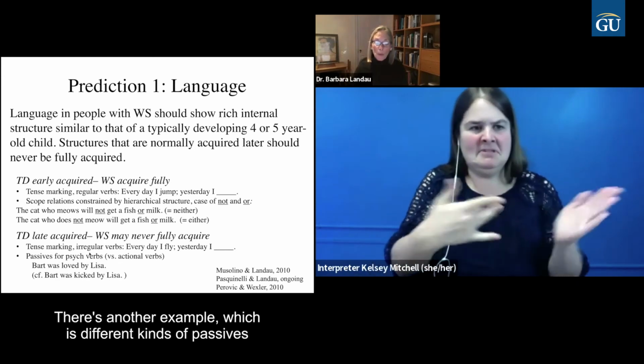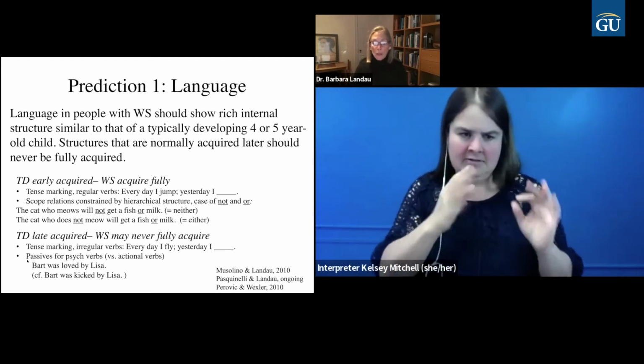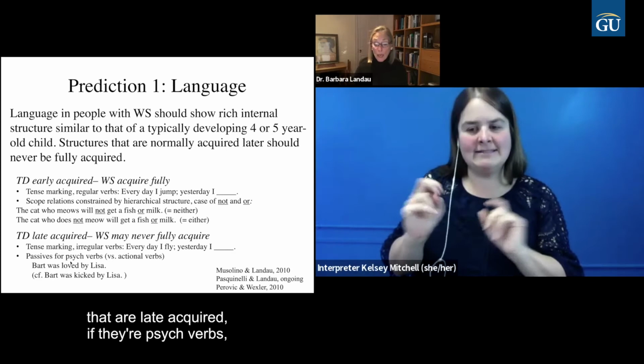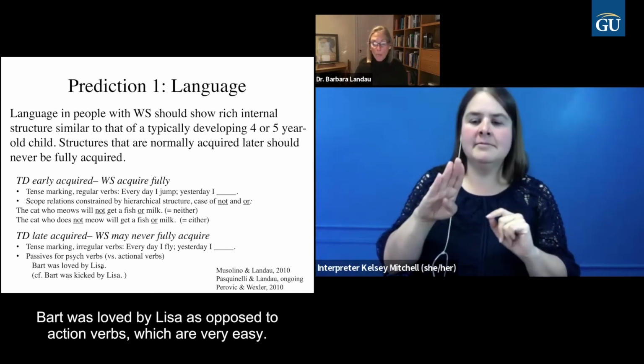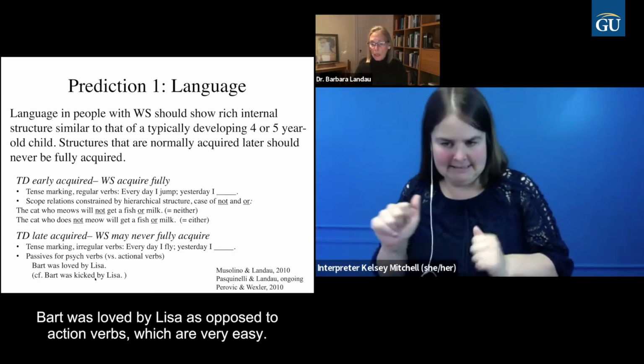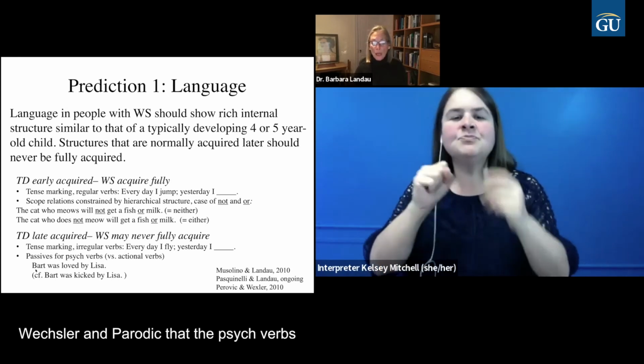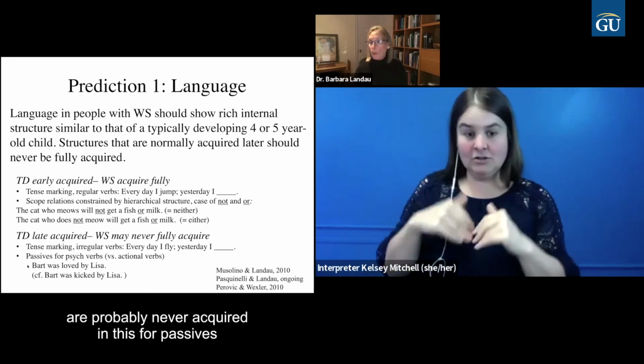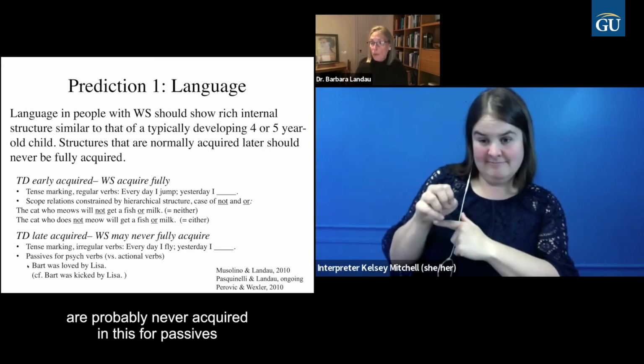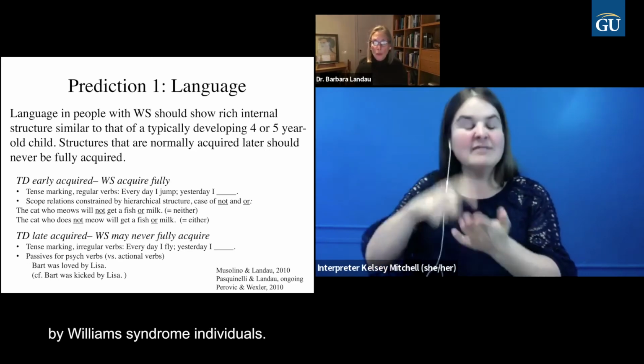There's another example, which is different kinds of passives that are late acquired. If they're psych verbs, Bart was loved by Lisa, as opposed to action verbs, which are very easy. And there's evidence from Ken Wexler's group, Wexler and Perovich, that the psych verbs are probably never acquired for passives by Williams syndrome individuals.